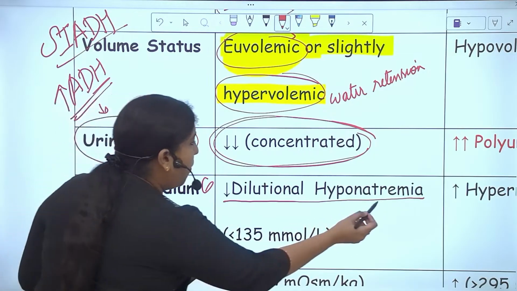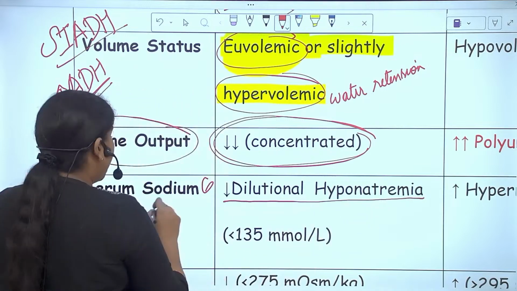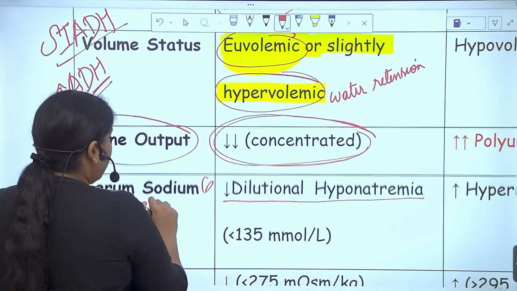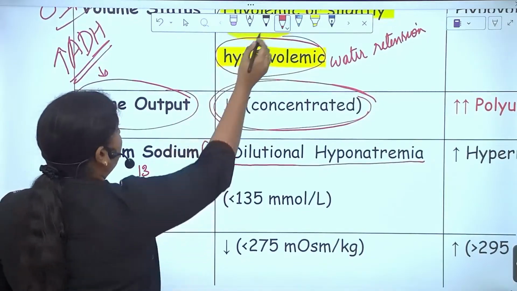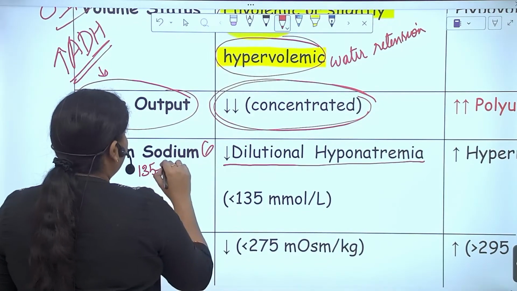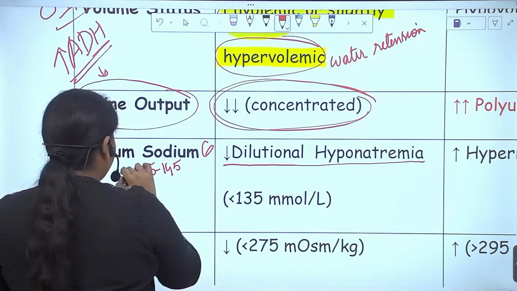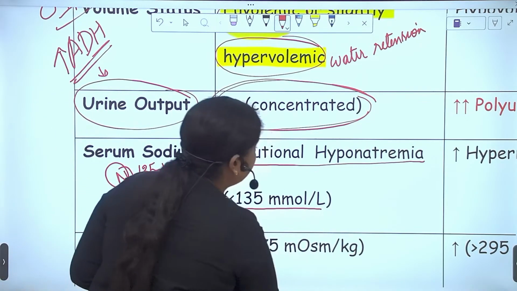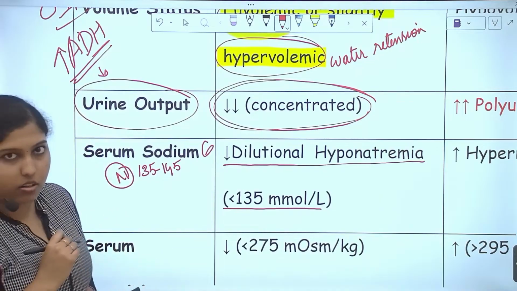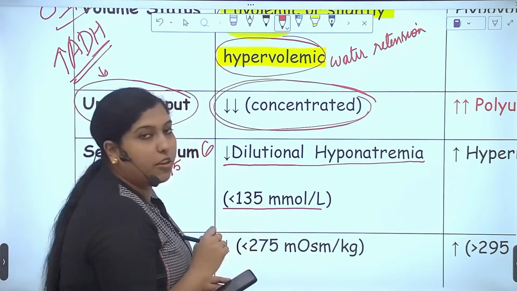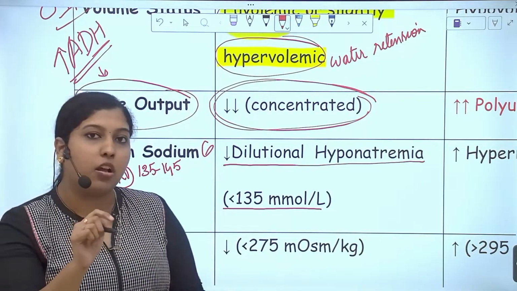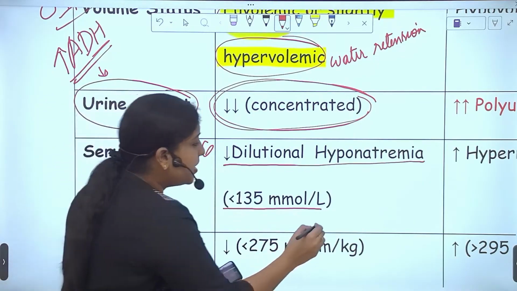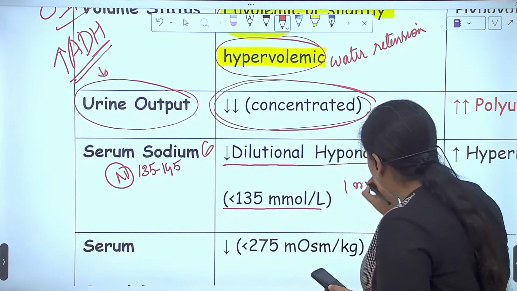As you all know, the normal sodium level is 135 to 145. Here in this case, what happened? It will go less than 135 millimoles per liter. Whenever sodium is given, millimole per liter means 1 millimole per liter.